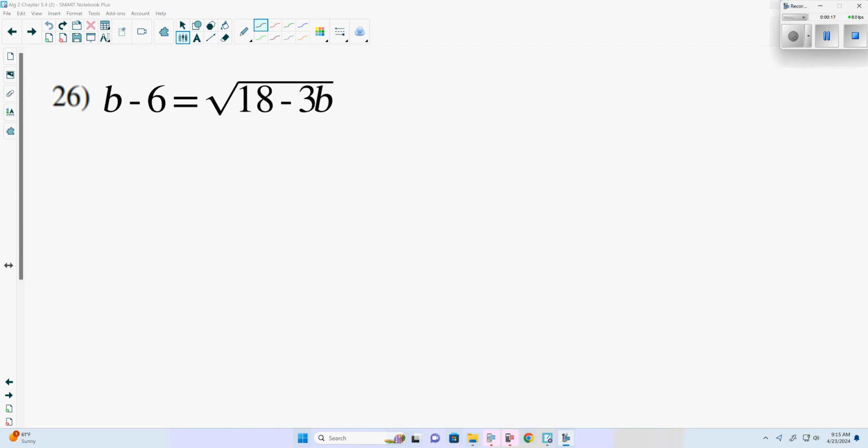If there's no questions on the homework, first thing we're looking at is this here. b minus 6 is equal to the square root of 18 minus 3b. So again, is there one radical? Yes. If so, get it by itself. Well, it's already by itself, so we can put both sides to the nth power.